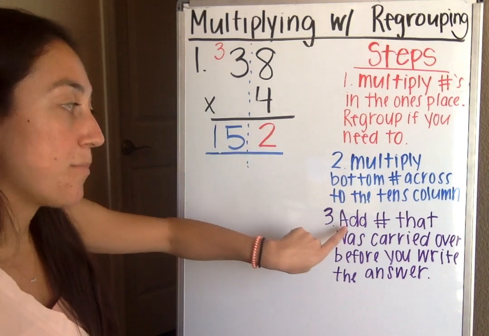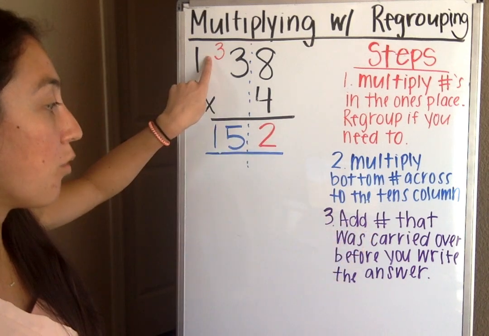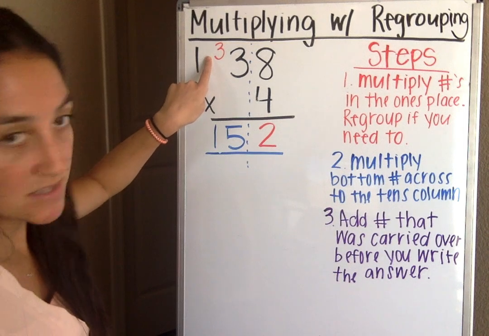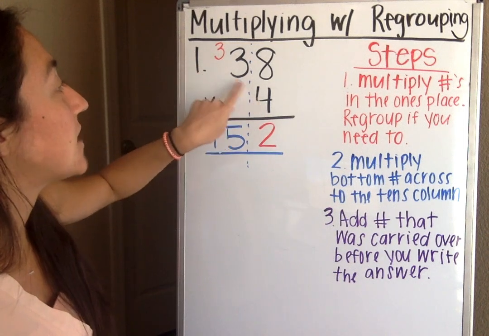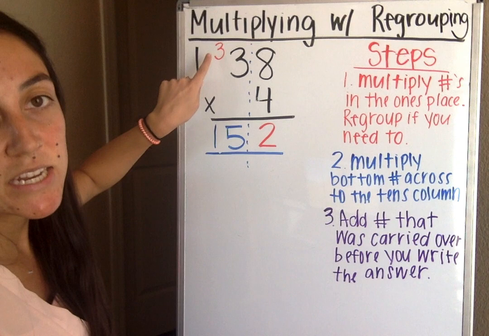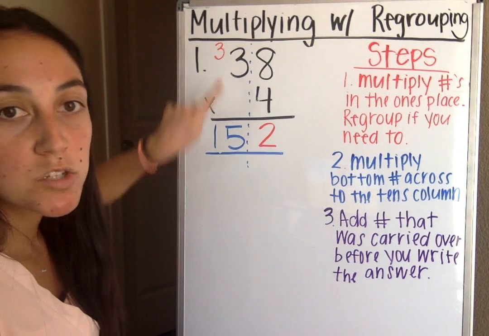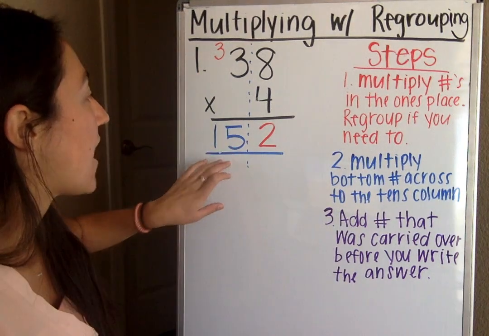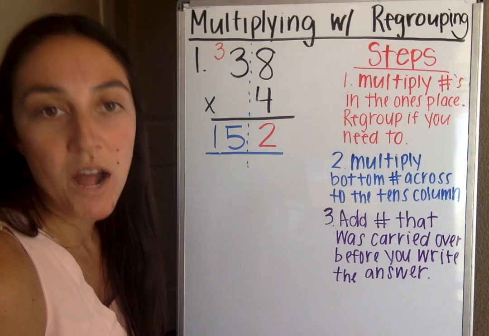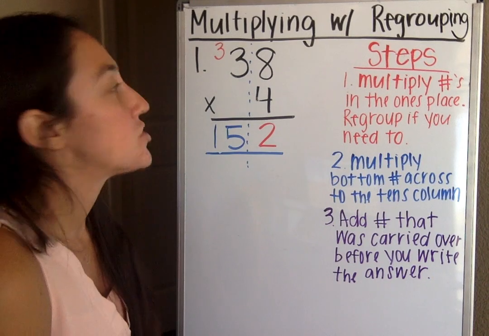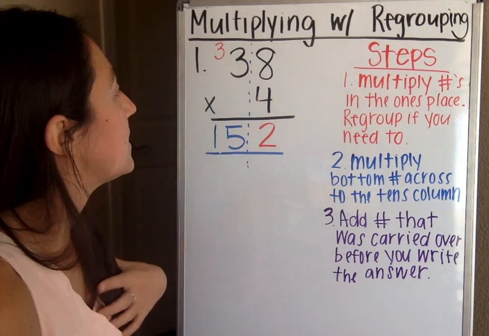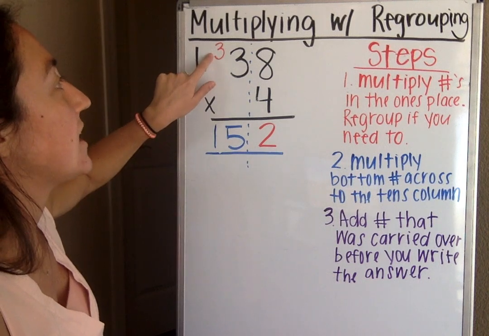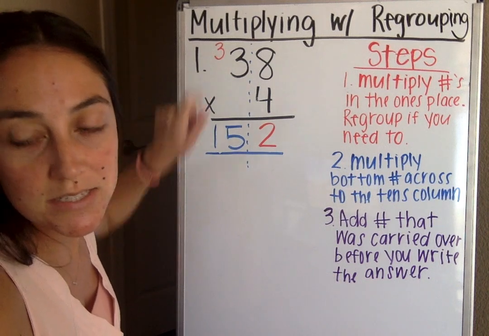So that third step was to add the number that was carried over before you write the answer. So again, 4 times 3 was 12, but I needed to add the 3 to 12 before I could write it, and then that makes your answer 152. So it's the same exact setup as what we did yesterday. Again, we're just adding this regrouping piece to it.